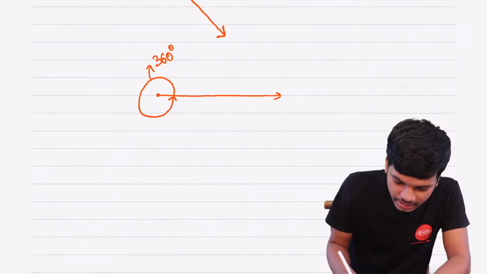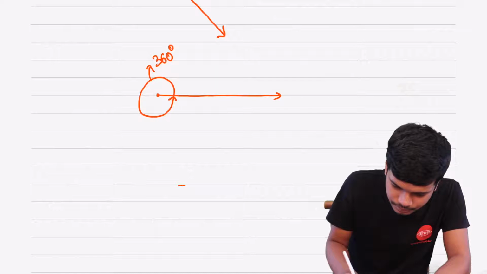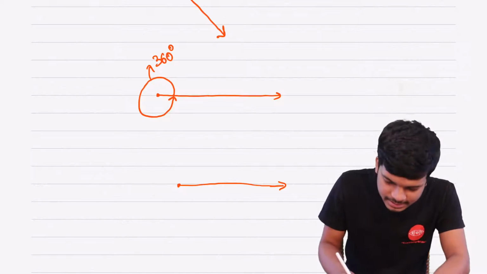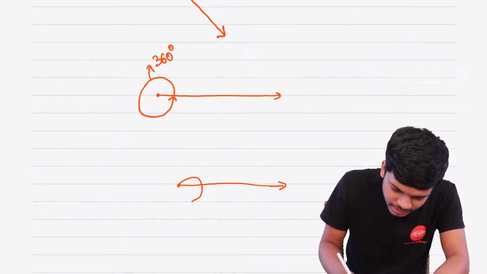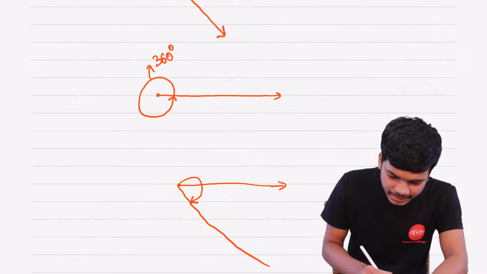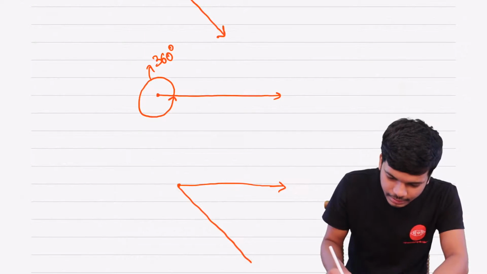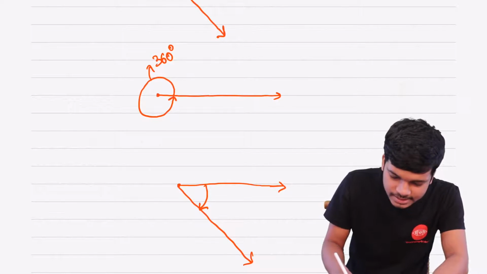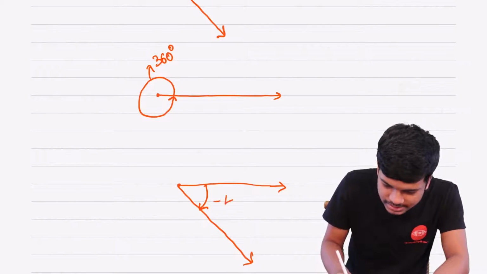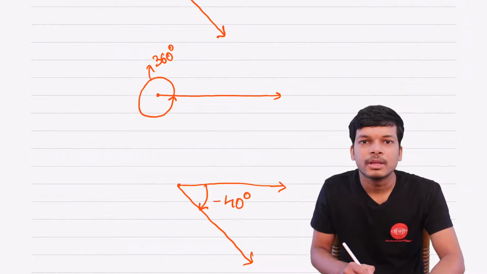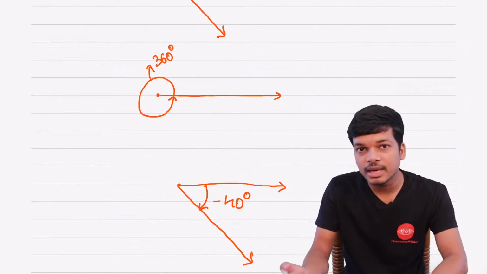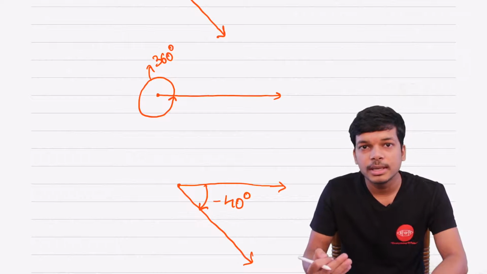Now let us take one more ray here. Now what we have done is, we have rotated this ray in clockwise direction till here. So again let us say this is an angle of 40 degree, so this angle will be minus 40 degree. So this is also the sign convention which you have to remember. For positive angles we use plus, and for negative angles we use minus.